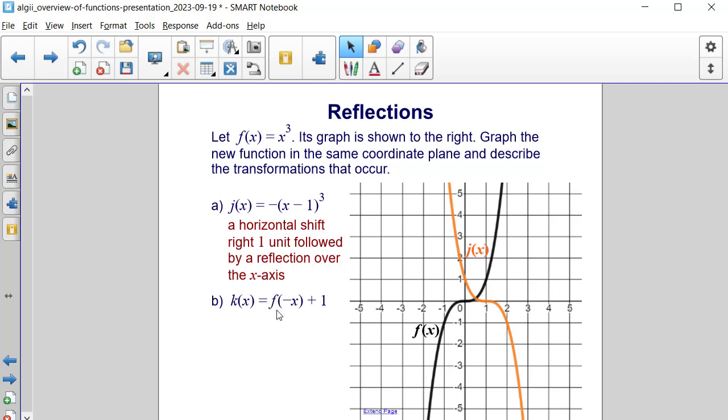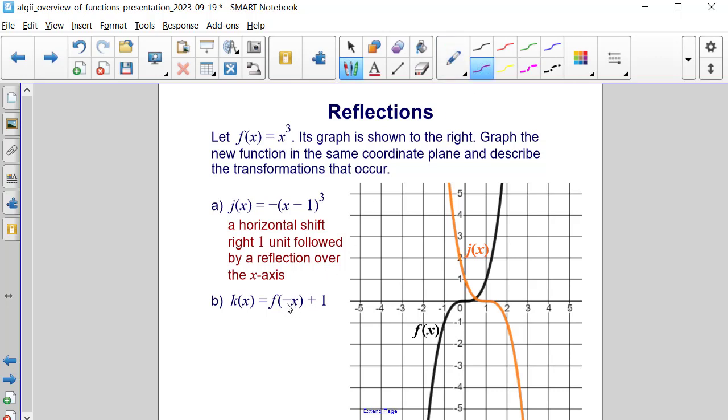K of x is equal to f of -x plus 1. So if our original function f of x is x to the third, we're going to substitute -x in for x and then add 1 to the end of it. So that's going to be -x to the third and then plus 1. Now if we evaluate this, we have this hidden -1 in front. We're going to distribute this third power again to both terms inside of the parentheses. So that's going to be -1 to the third times x to the third. We still have the plus 1 at the end.